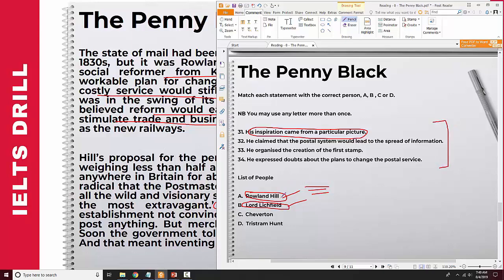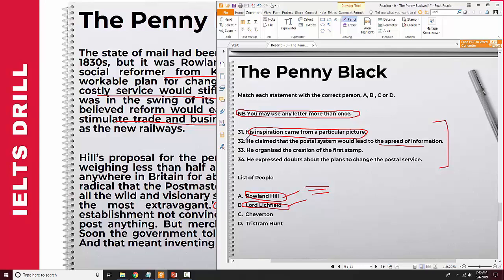So when we are reading about Hill or Lichfield or whoever, I'm just going to look for inspiration or spread of information and things like that. Now, one thing you have to be very careful about is whether it allows duplicate answers. So here is the note. Now, this is not always true.